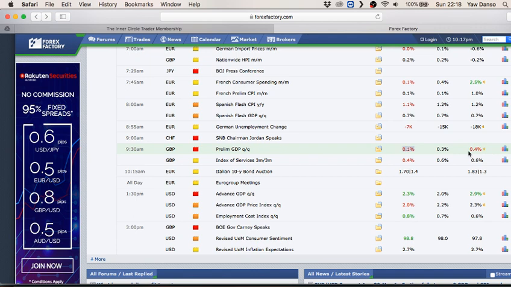Okay, so the previous one was 0.4%. The forecast is that it is going to be less. That means already I knew that the British pound is going to be weak. And when the actual one came, it was even weaker. So this actually confirms that the British pound is weak, weak, weak. It's more weak. So it actually confirms my trade.